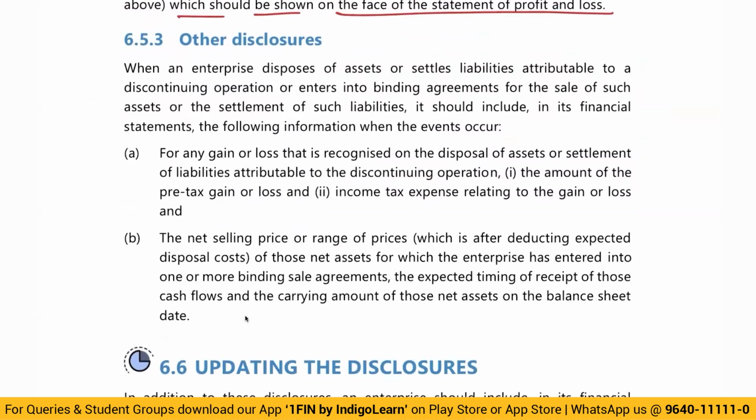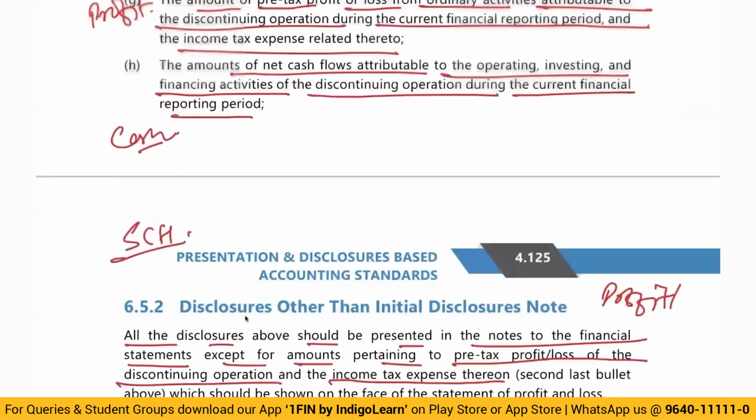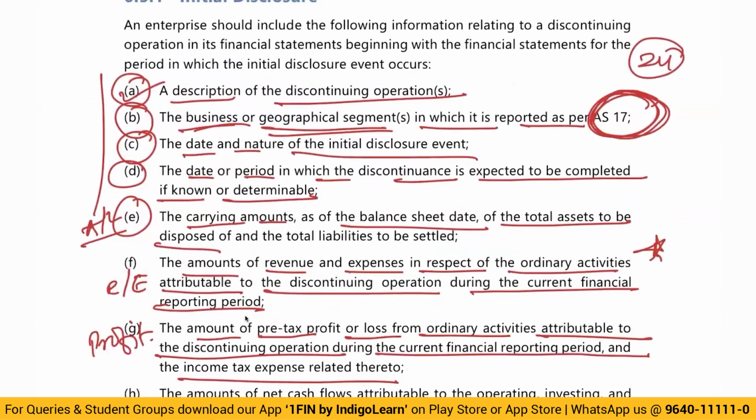Okay, right? Then this is the first initial disclosure event, where we said what is the discontinuance, what is the nature, what is the date, by when will it be complete, what is the amount of asset and liability, revenue and expenses, pre-tax profit and tax, and net cash flow.